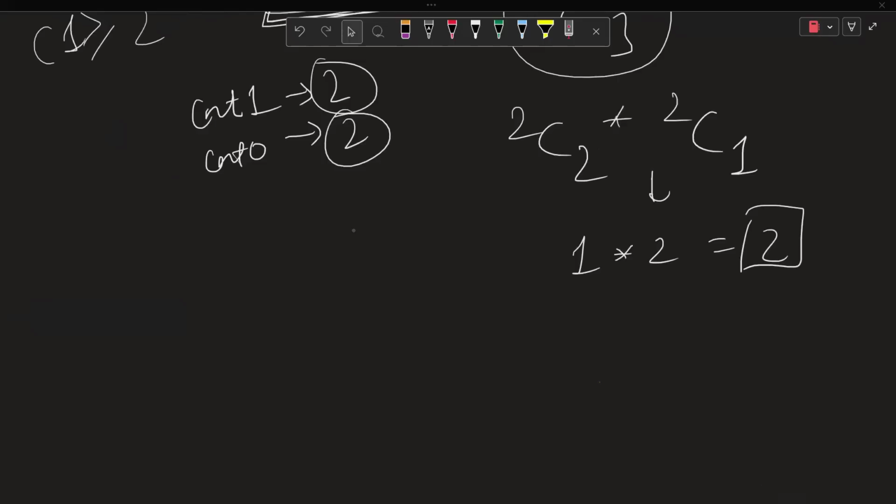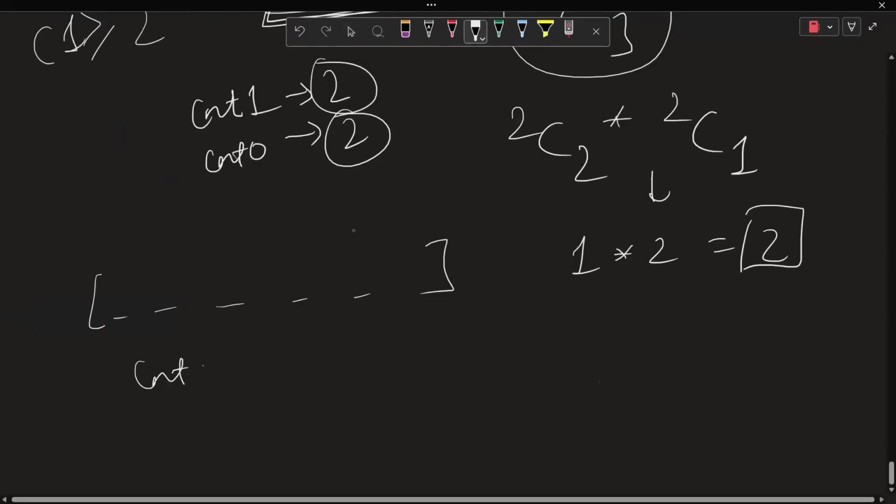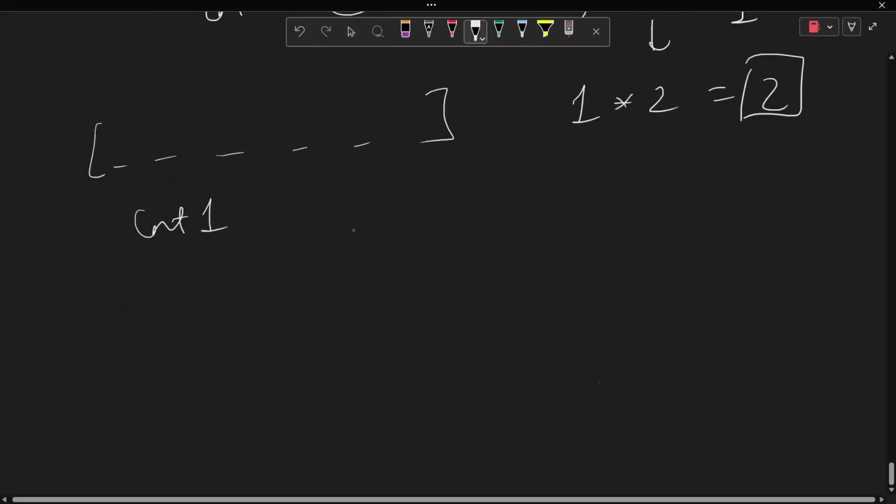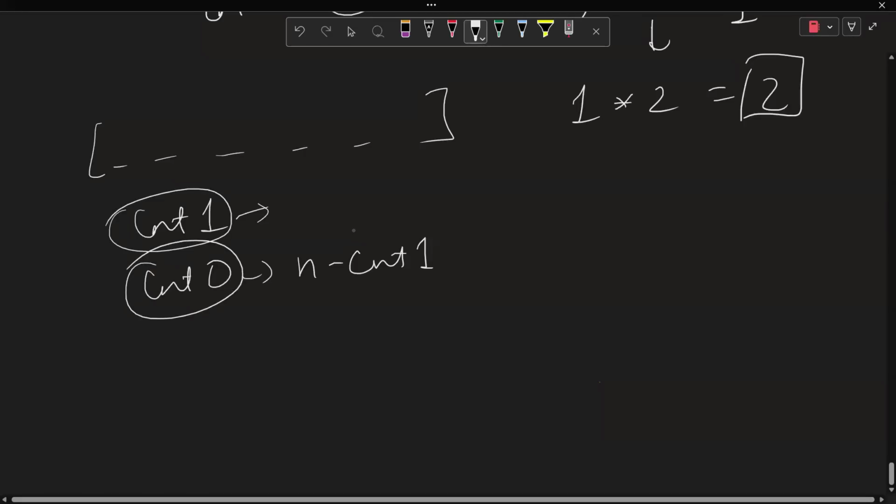So if in an array, I'm saying the count of 1 is CNT1 and the count of zeros is CNT0. For an n length array, we can calculate the count of 1 just by iterating, and we can say n minus count of 1 is the count of zeros. Okay, so we have calculated these two values. Then what we need is to find the number of valid subsequences. So we are given a k, and the required value would be k by 2 plus 1.